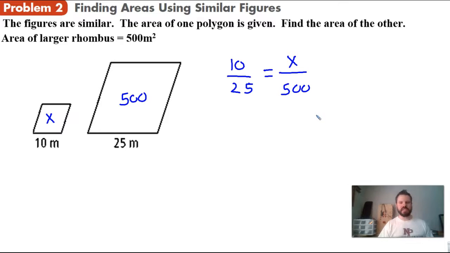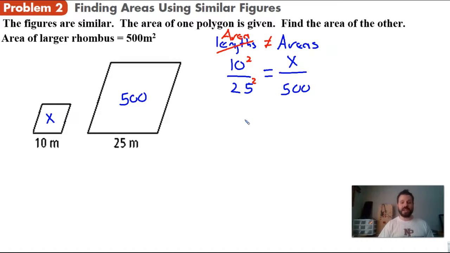Okay, this isn't going to work. Why isn't it going to work? Well, the 10 and the 25, those are lengths. The x I'm looking for and the 500 are areas. We just said, so this isn't technically correct, but for all intents and purposes, lengths and areas are not proportional to each other. They're not the same thing. So I actually can't do this. What I need to do is square my lengths to give me an area ratio.